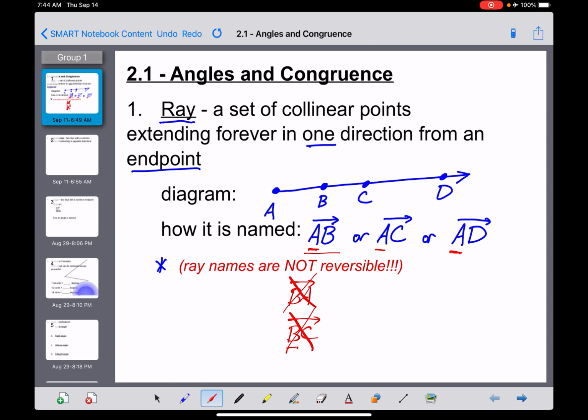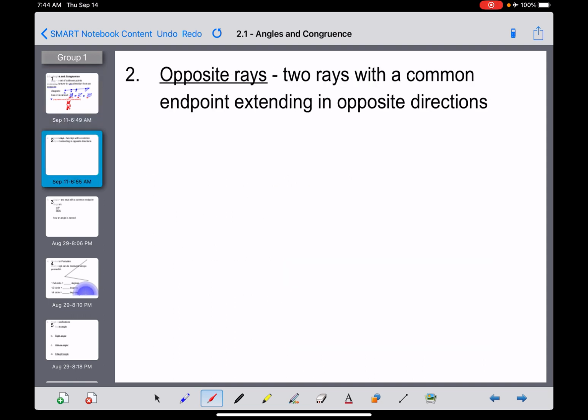Okay, so now that we've talked about what a ray is, quick thing to add to that right here, opposite rays now. 2 rays with a common endpoint extending in opposite directions. So let me just start by drawing one ray here, and I'll call that point P. And if I draw a ray coming out of point P, it can go any direction we want it to go. So I'm just going to extend this one kind of down and to the right, and I'll call that point Q. Okay, so there's ray PQ. What we're now going to do is draw a second ray, but it's going to have the same endpoint as ray PQ. So that's got to be point P.